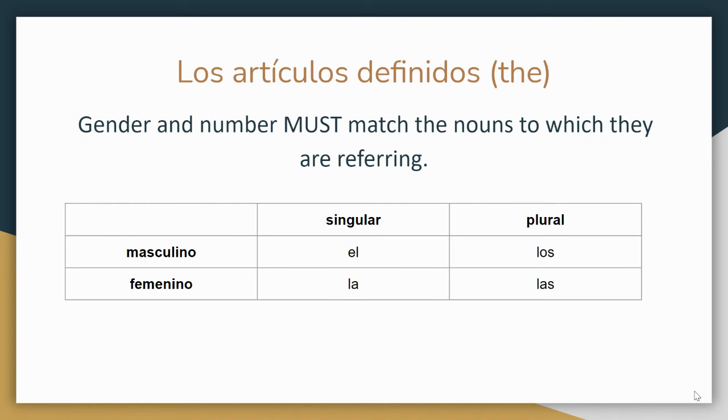So the masculine singular way to say the is el, no accent, very important to be aware of that. The masculine plural way of saying the is los. Feminine singular way of saying the is la, and feminine plural is las.